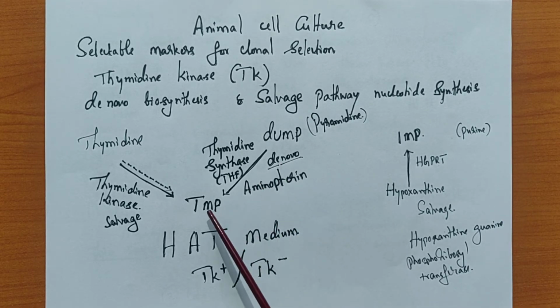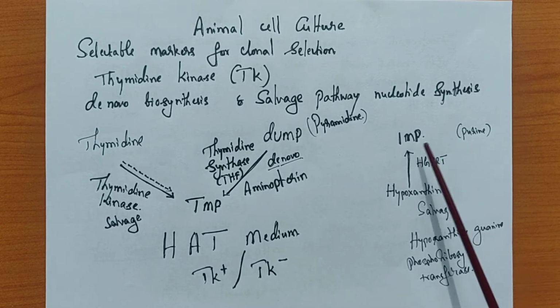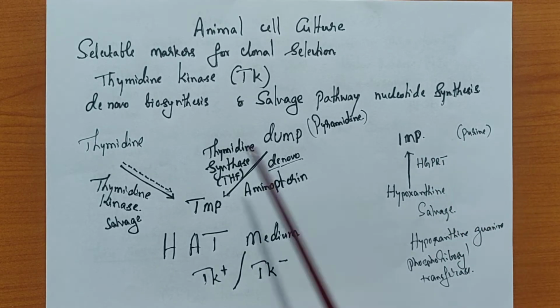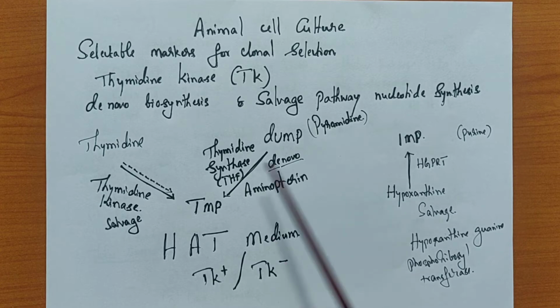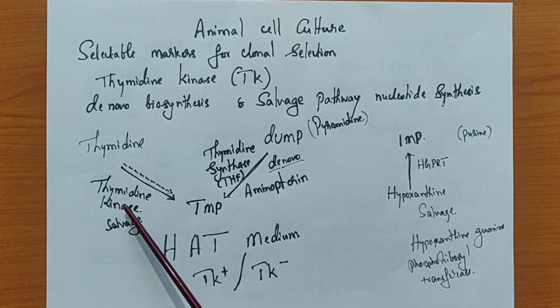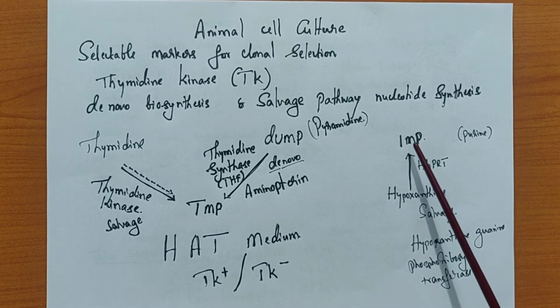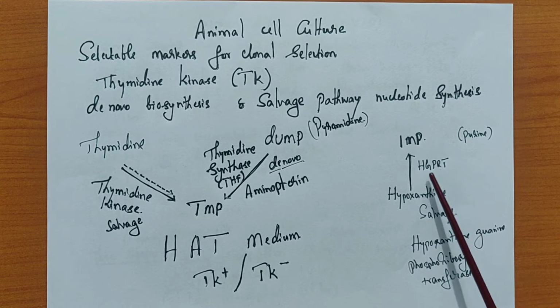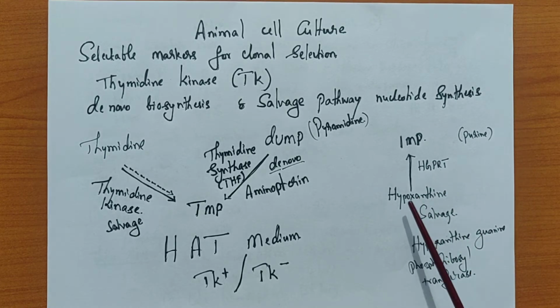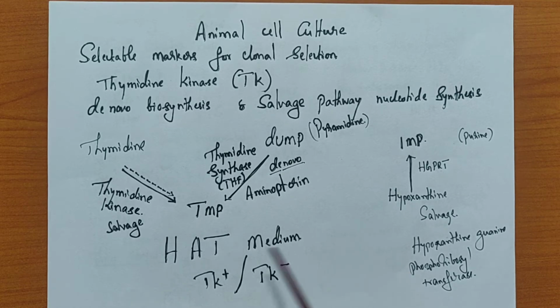So the critical one is the loss of TMP in case of the pyrimidine and the loss of IMP in case of the purine. In case of a salvage pathway, thymidine is converted into TMP with the thymidine kinase. In case of IMP, hypoxanthine is converted into IMP with the help of HGPRT. Now this is the salvage pathway.